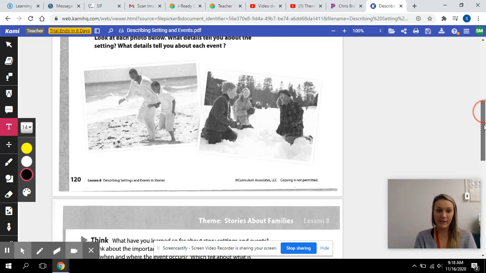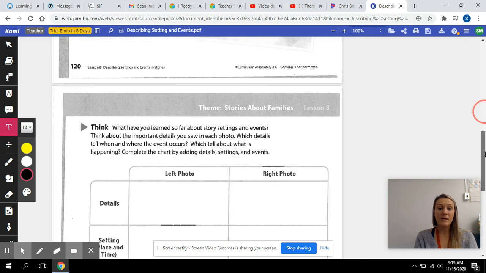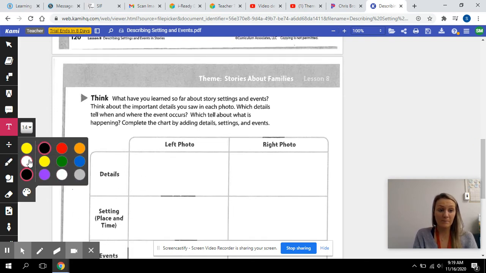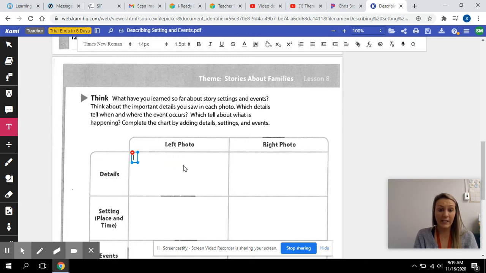Okay, so this is just the practice we're getting first. So think, what have you learned so far about story settings and events? Think about the important details you saw in each photo. Which details tell when and where the event occurs? Which tell about what is happening? Complete the chart by adding details, settings, and events. So details are so important. So my left photo details. I'm just going to list the things I identified.